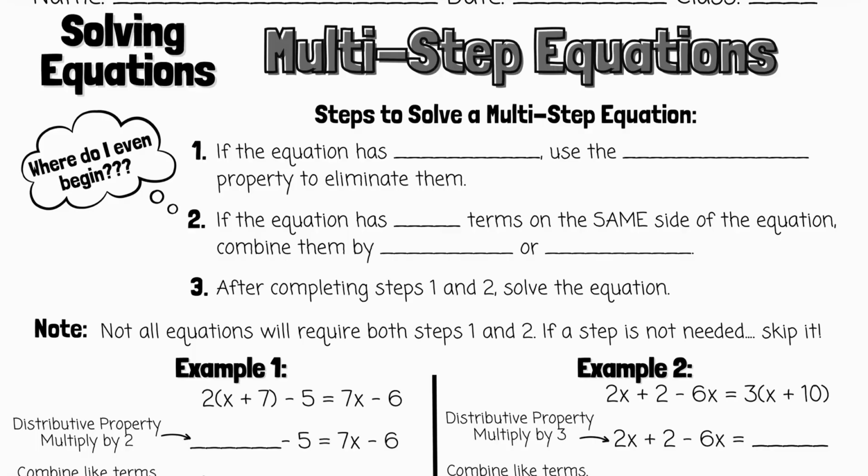So these equations are long, they look hard, so the first question you're probably going to ask yourself is, where do I even begin? There's two things that you've got to check for before you can actually solve this equation. The first thing you're going to look for is to see if your equation has parentheses. And if it does have parentheses, you're going to use the distributive property to get rid of them.